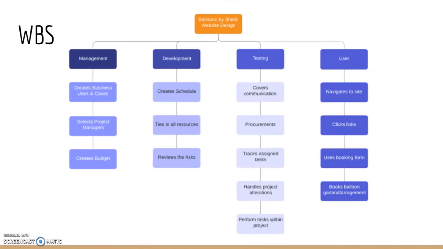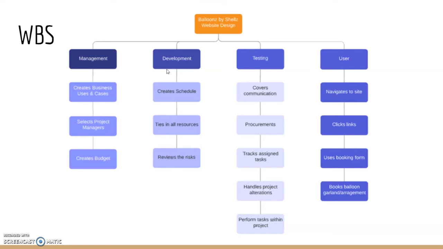The WBS stands for a work breakdown schedule. And here you see the 4 main areas of which Balloons by Shells operates. We have the management, the development, testing, and users. And under each area, we see what the management can do, what the development team does, what the testing team does, and what the users do.